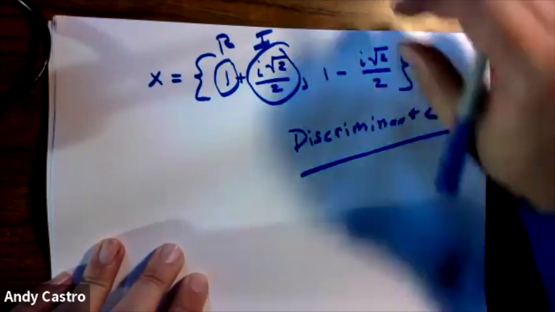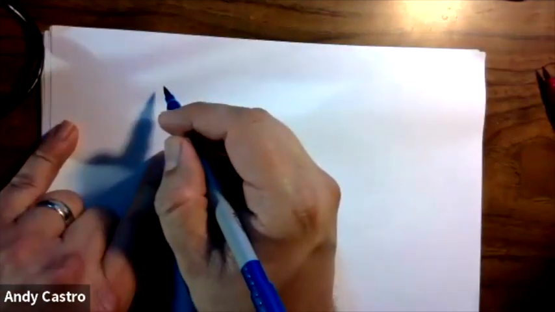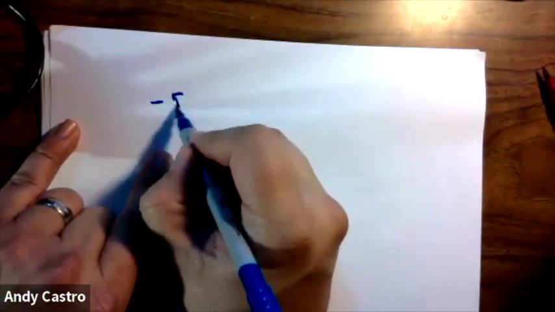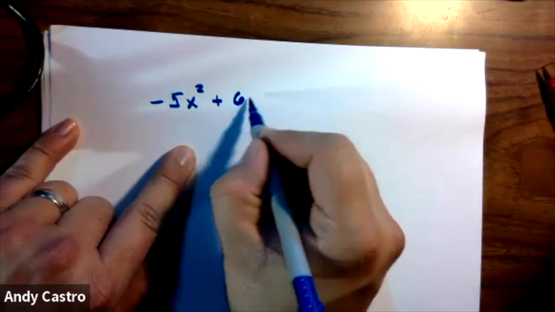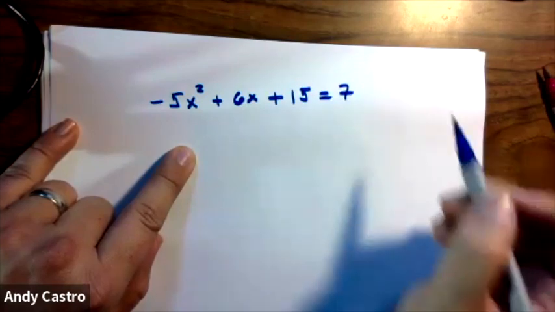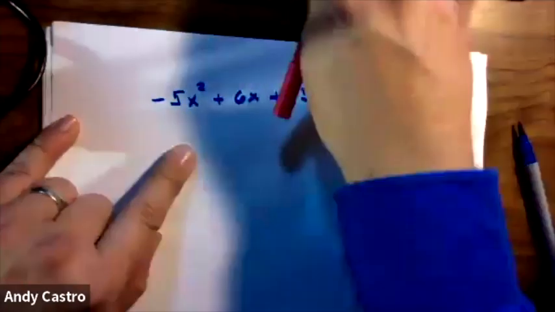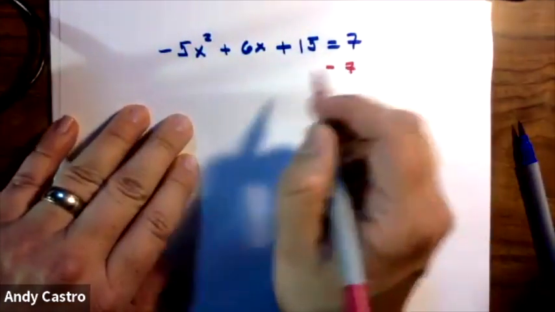Let's do another example like this, because that can be kind of a confusing concept for many people. So let me pull up my example here. All right, let's do -5x squared plus 6x plus 15. I'm going to say that's equal to 7. All right, so first things first, I'm going to subtract 7 from both sides.